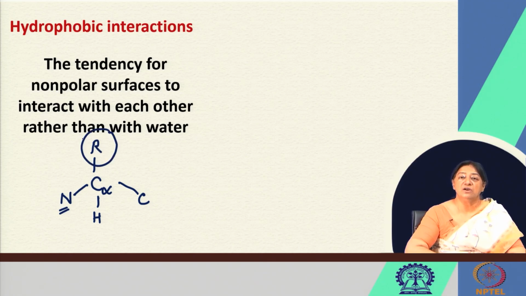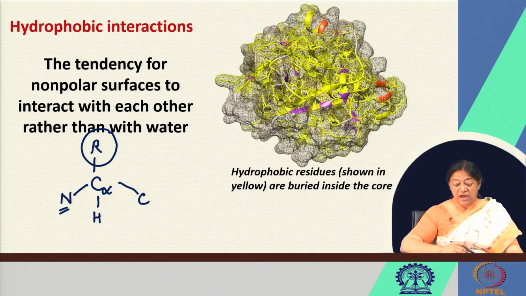So, if this R group happens to have carbon and hydrogen in it, then the interactions between them, no electrostatic interactions are possible. No hydrogen bonding is possible because the side chain does not have an oxygen or a nitrogen. So, what happens is we have these hydrophobic residues that, interestingly for the globular proteins, as would be expected, would tend to remain away from the surface of the protein.